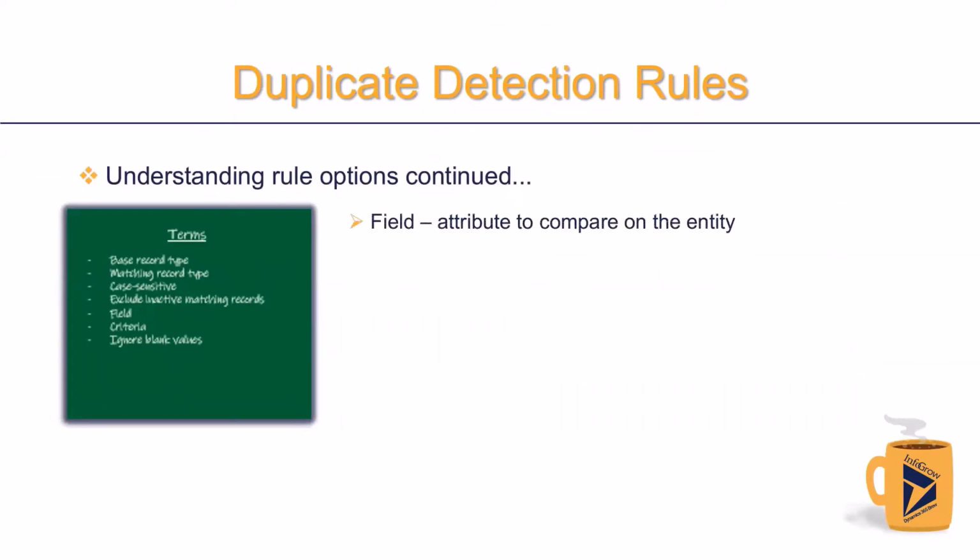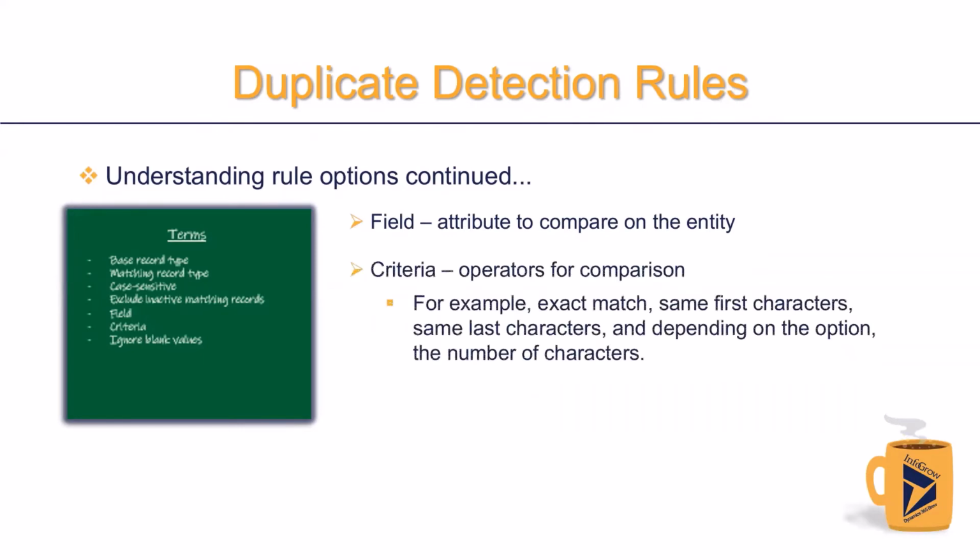Field refers to the attribute that you want to compare on the entity, such as the email for a contact record. The criteria option acts as an operator for comparison. For example, exact match, same first characters, same last characters, and depending on the option, the number of characters. And lastly, the ignore blank values option. This is selected if you want to ignore blank fields in their detection. If a detection rule contains only one condition, blank values are ignored during the job by default.